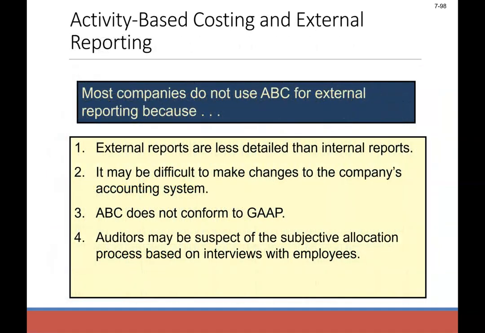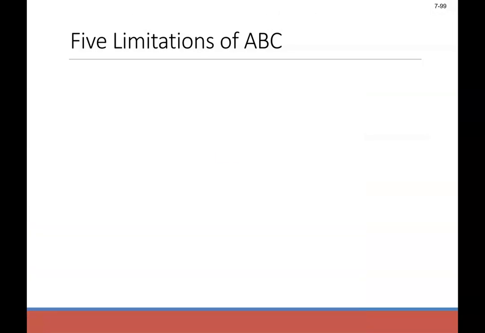Most companies do not use ABC for external reporting because external reports are less detailed than internal reports. It's difficult to make changes. ABC doesn't conform to GAAP, and auditors don't like it. So companies mainly use ABC for internal purposes.